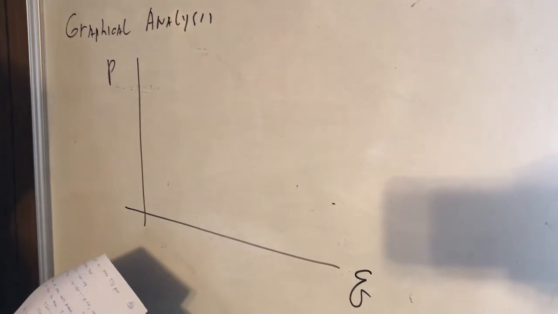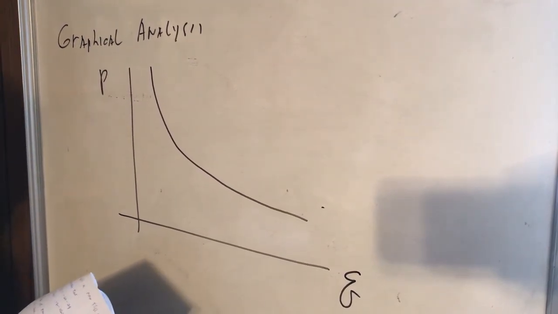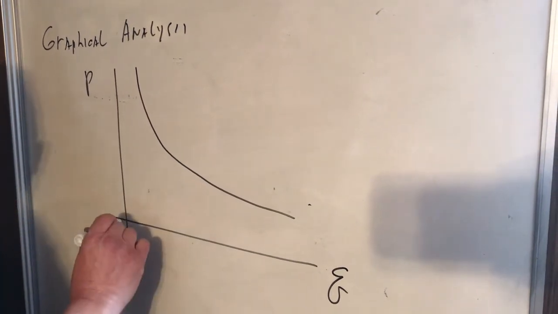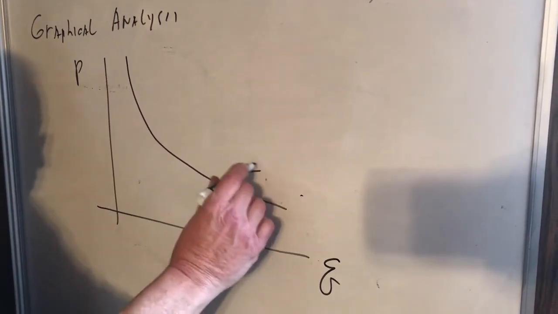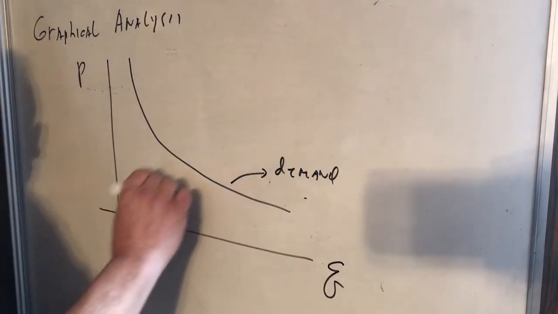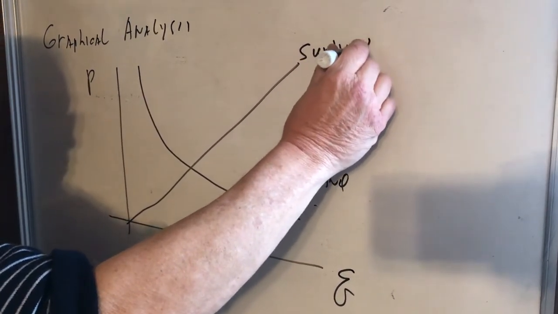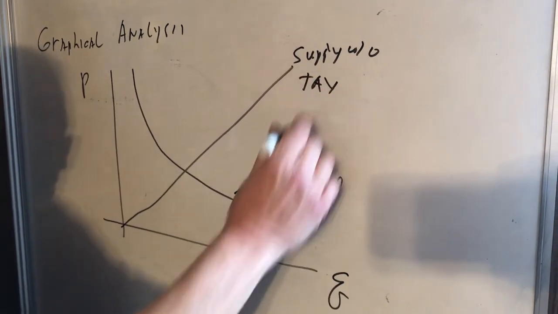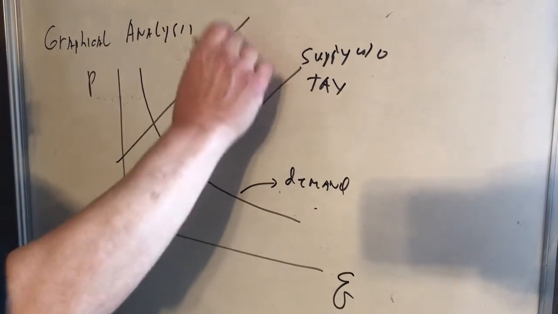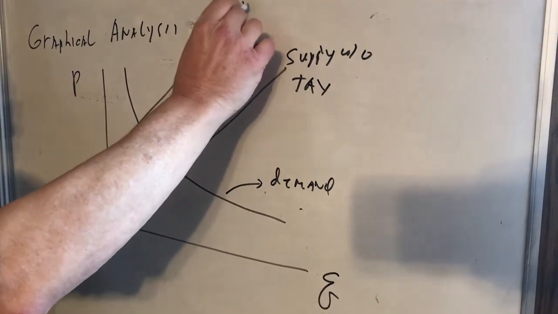All right, so we're going to have this, which is your original demand function. This was your original demand function. Your original supply function, supply without tax. All right. Then I go here, and this is my supply function with tax.